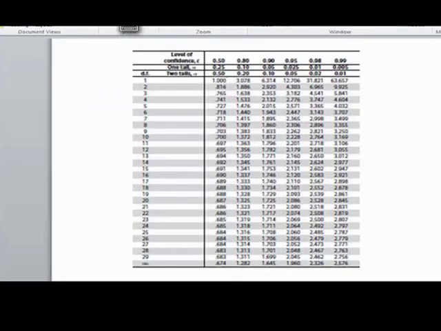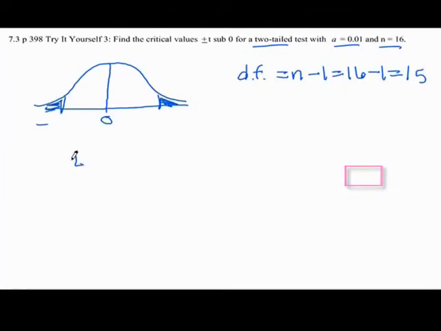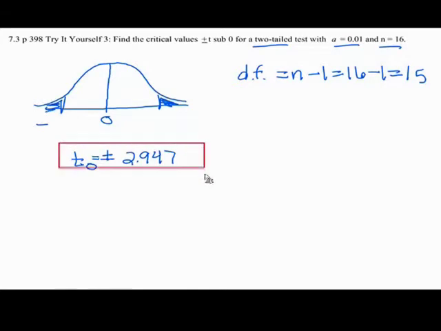And it's a two-tailed test, alpha is 0.01. And so we take a look at table 5. We have a two-tailed test. Alpha is 0.01 and our degree of freedom is 15. So right down here, it'll give us 2.947. And so that'll be the t sub 0 is plus or minus 2.947. So we'll have our 2.947 on the negative and 2.947 on the positive.